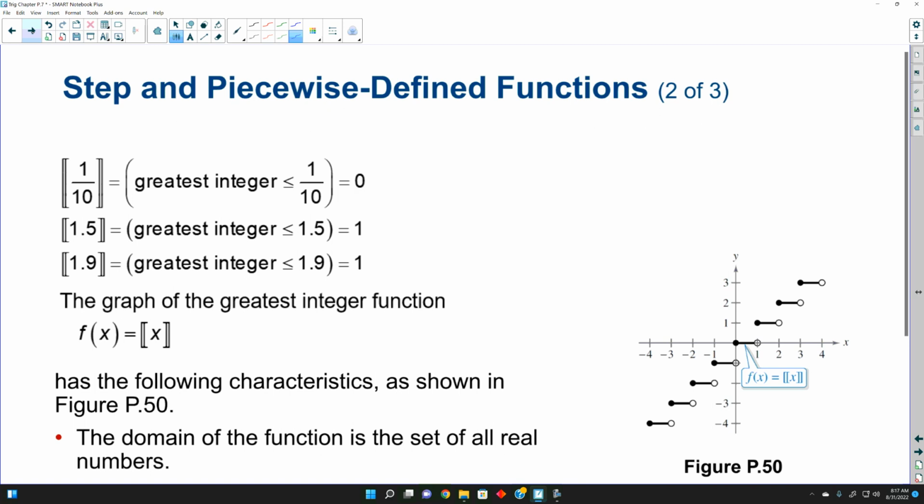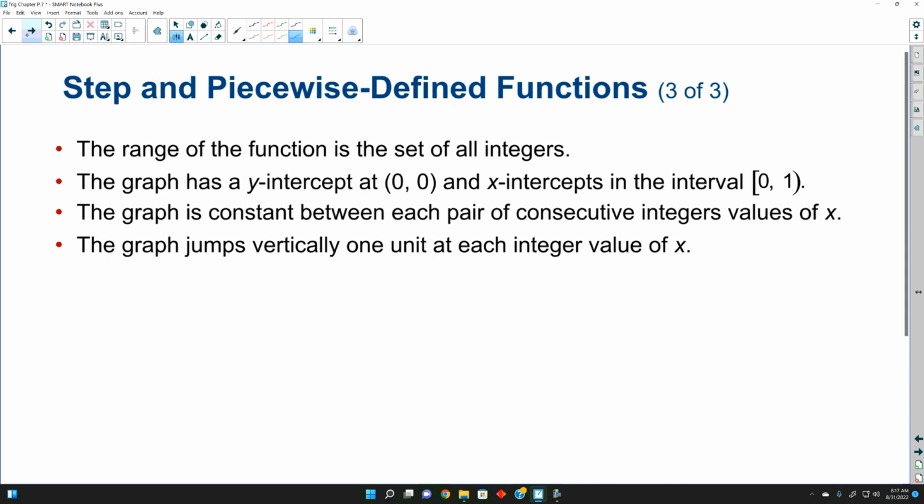And this here is the graph of the step function, because it looks like a set of staircases. The range of the function is the set of all integers, because we don't have anything between any of our numbers; between 1 and 2, for a step function, doesn't exist in the range. It's just the integers. The graph has a y-intercept at (0, 0), and an x-intercept at (0, 1), because all the points between 0 and 1 actually are on the x-axis. So it has more than one x-intercept. But it does jump from point to point.